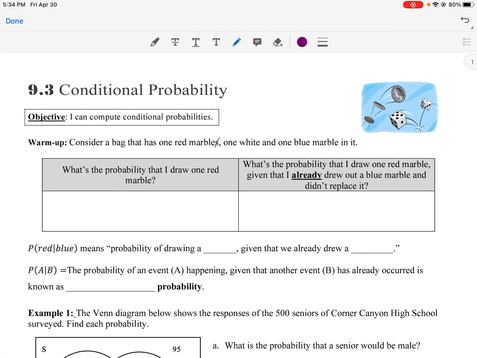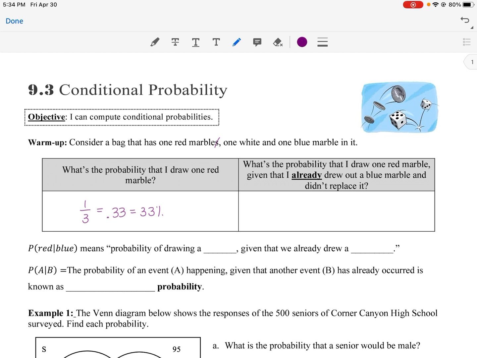Okay, so with that in mind, what's the probability that I draw one red marble? Well, in this case, you just have 1 out of 3, right? So I could say, if you wanted, 1 out of 3 is 0.333 repeating, so like a 33% chance of getting one red marble. However, how is this different?